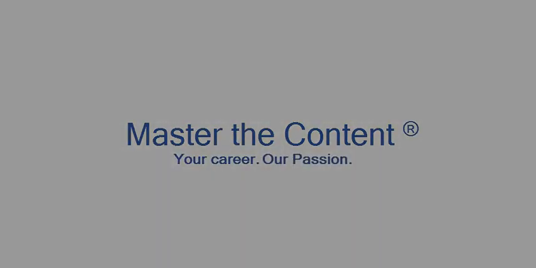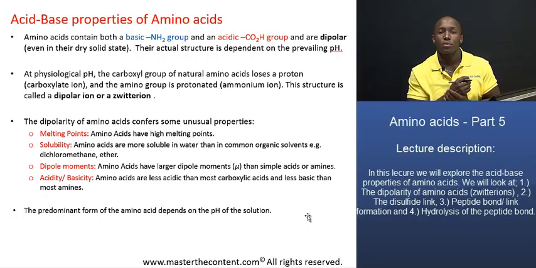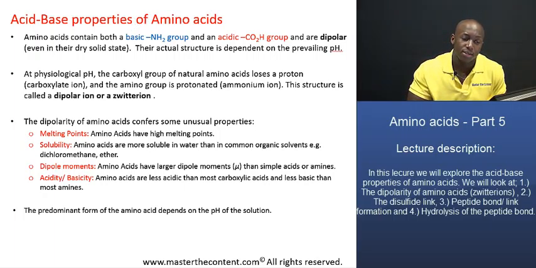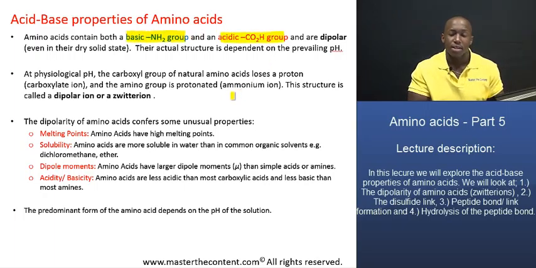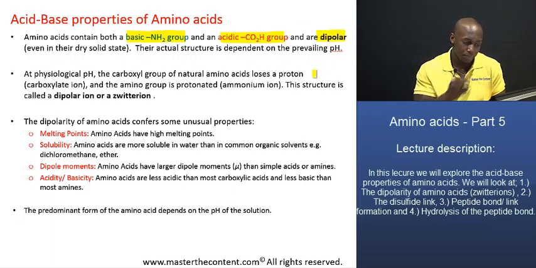Your career, our passion. So we're just going to move on, and we're going to further probe what are the acid-base properties of amino acids. Now, amino acids contain both what is a basic amino group and an acidic carboxyl group. Now, because they have a basic group and an acidic group, they are therefore said to be dipolar.